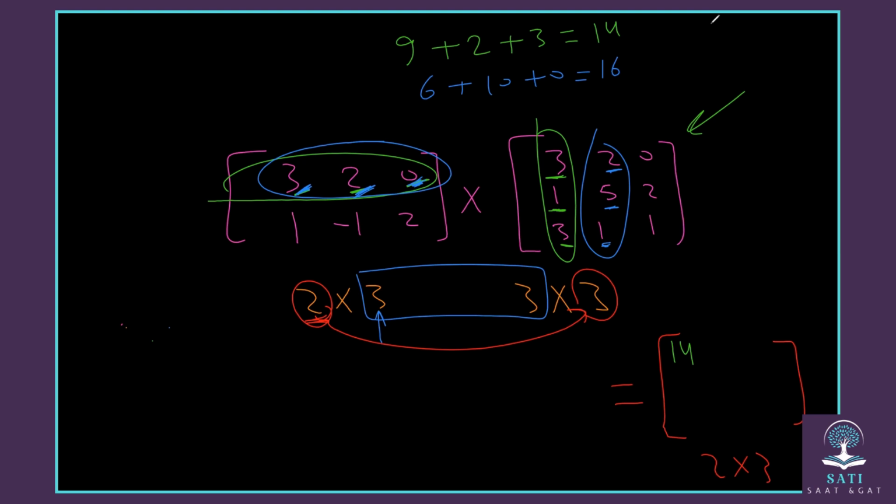16, it came from what times what? It came from multiplying the first row times the second column. So I go to the first row, second column, and I write here what? 16. Good. I'll use now orange for the third step.